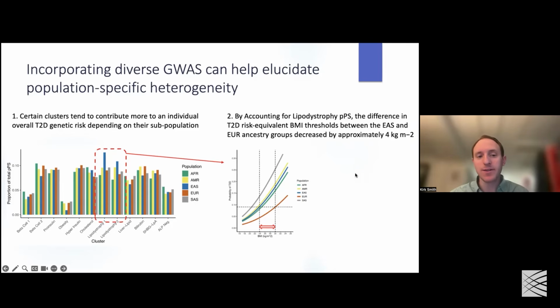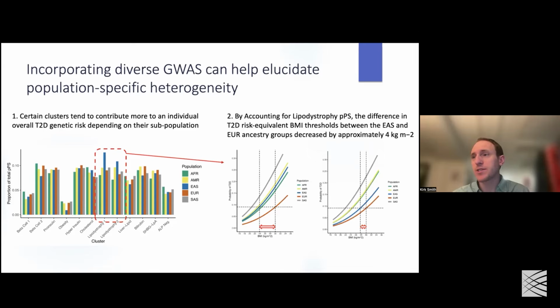So going back to this difference that we see in the East Asian population in the lipodystrophy clusters. In figure 2, we modeled T2D risk versus BMI and plotted these as curves for each ancestry group, and we adjusted for age, sex, and PCs. So you can see that the Europeans in orange have a T2D risk of about 9% at a BMI of 30, which is kind of the standard threshold for obesity, while East Asians have this same risk at a BMI of only 24.